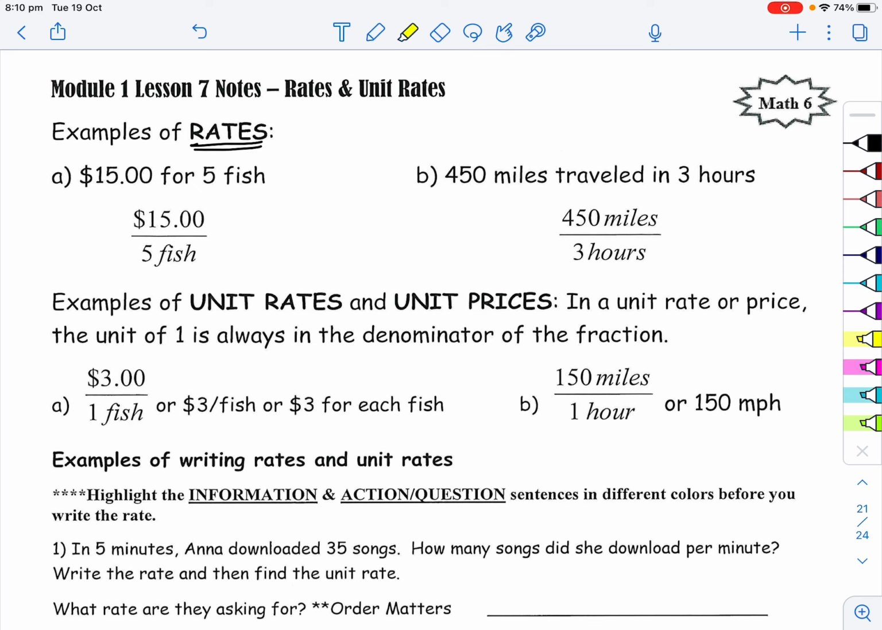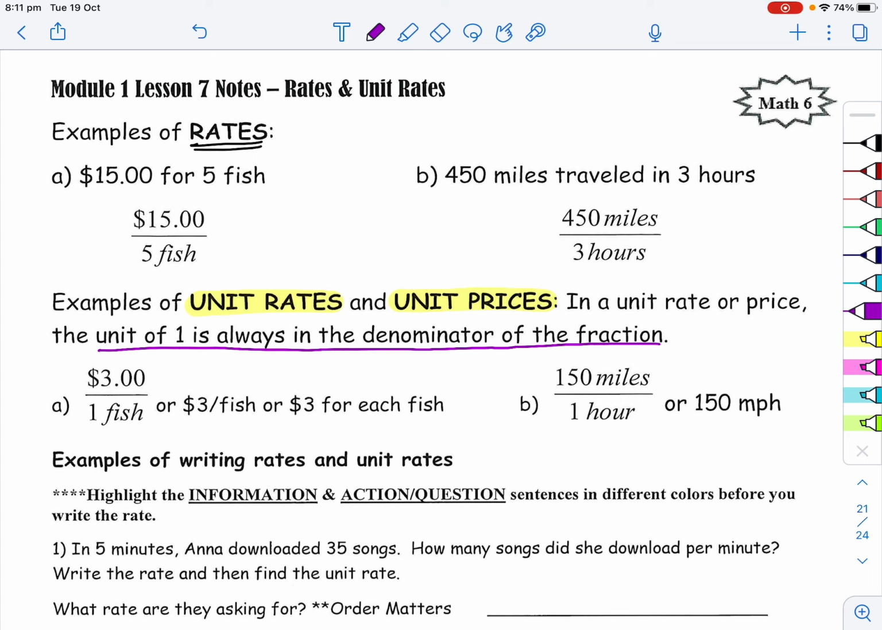Now, in the next part here, we're going to talk about unit rates and unit prices. Okay. In a unit rate or a unit price, the unit of 1 is always in the denominator of the fraction. So just like we talked about yesterday and the day before that with unit ratios, when we were comparing 12 inches to 1 foot, 3 feet to 1 yard, 2 cups to 1 pint, that 1 always came second. The same thing happens with unit rates and unit prices.